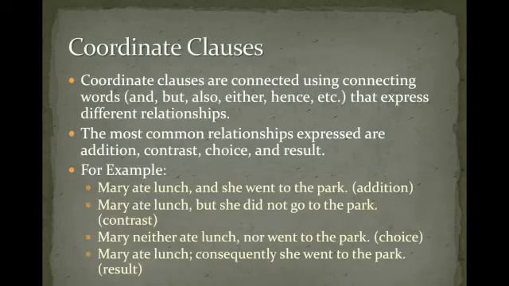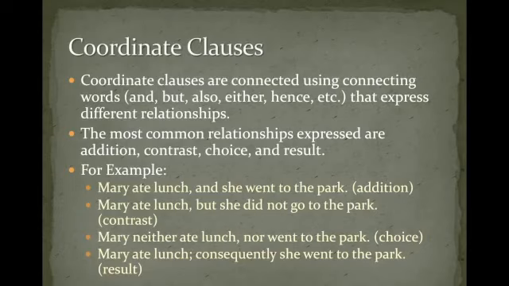Now, coordinate clauses are connected using connecting words: and, but, also, either, and they express different relationships. The most common relationships expressed are an addition, maybe some sort of comparing or contrasting, somebody making a choice, and the result, the effect. For example, an addition might be: Mary ate lunch and she went to the park. We have two completely equal different thoughts here. Mary ate lunch, but she did not go to the park. Again, two completely equal thoughts, two complete sentences using a coordinating conjunction.